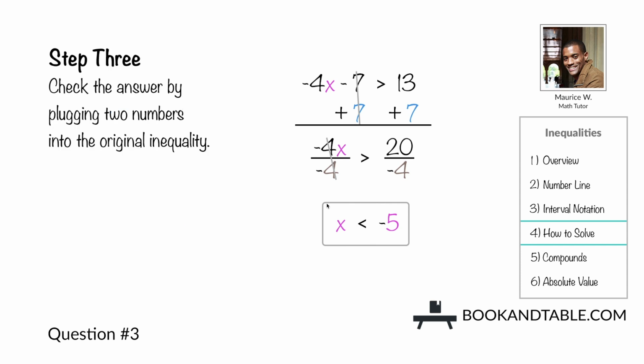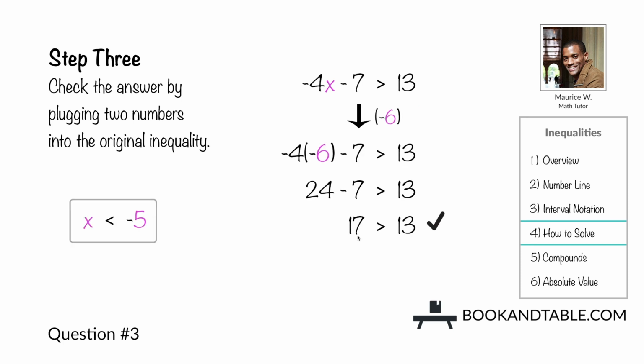We want to check the answer by plugging two numbers into the original inequality. So since x has to be less than negative 5, we'll try out a number less than, which is negative 6. That should work. So negative 4 times x is negative 4 times negative 6, which is 24. 24 minus 7 is 17. And that leaves us with a true statement. 17 is larger than 13. So for a number that is less than negative 5, this did work.